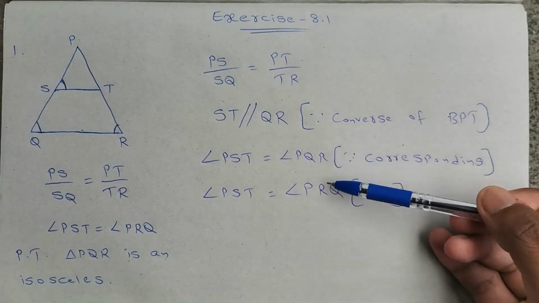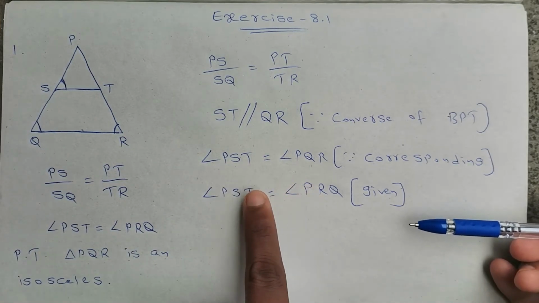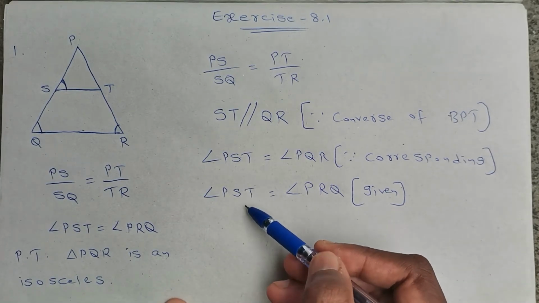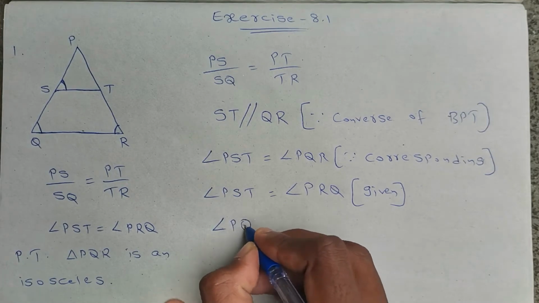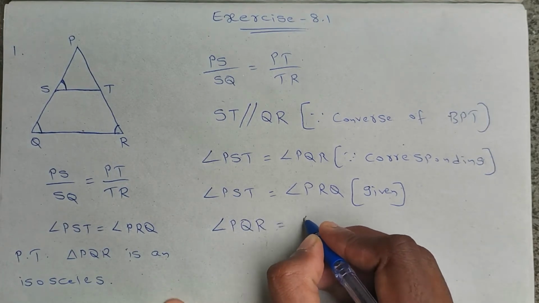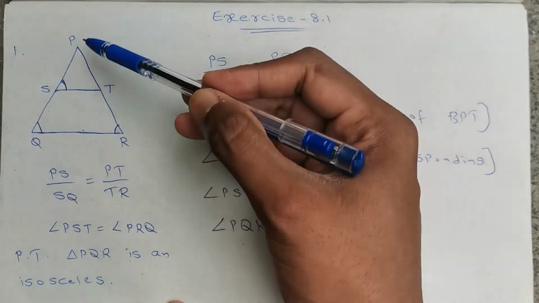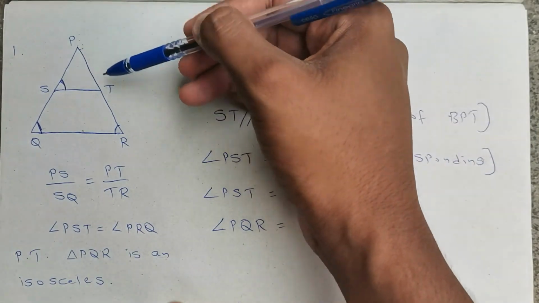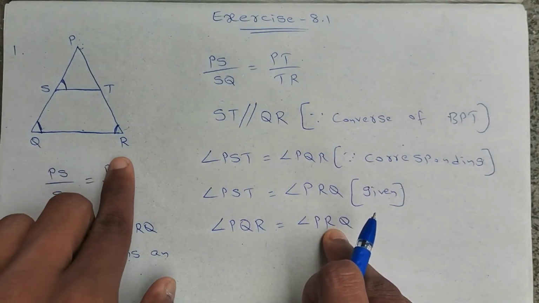So now from these two conditions we can conclude one thing, angle PST is equal to angle PQR, angle PST is equal to angle PRQ. So here angle PST is the same, so let us make these two equal to each other. Angle PQR is equal to angle PRQ. This angle Q is equal to this angle R.